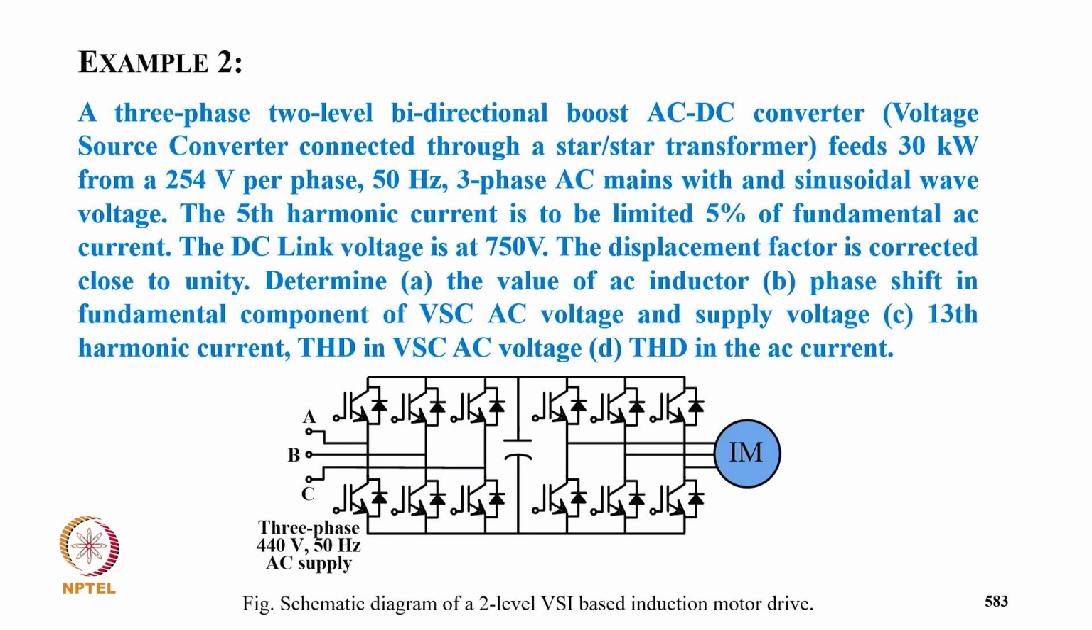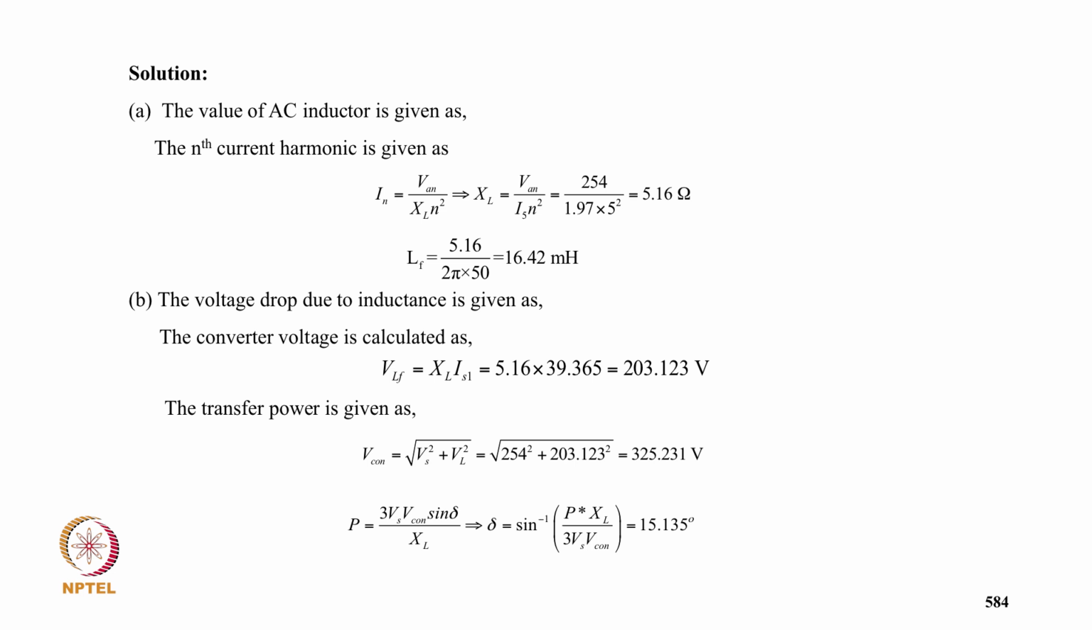Now coming to example 2: a 3-phase 2-level bidirectional boost AC/DC converter connected through a star transformer feeds 30 kilowatt from a 250 volt per phase 50 hertz 3-phase AC mains with sinusoidal waveform. The fifth harmonic current is limited to 5%. The displacement factor is corrected to unity. Determine the value of inductor, phase shift of VSC voltage, and the 13th harmonic current in VSC and THD. So the value of AC inductor is given as the nth harmonic current IN equals VN upon XN, XL in N square, that is XL equals VN upon I5 N square, so it comes to 5.16 ohm, L equals XL upon omega, so this comes to 16.42 millihenry.